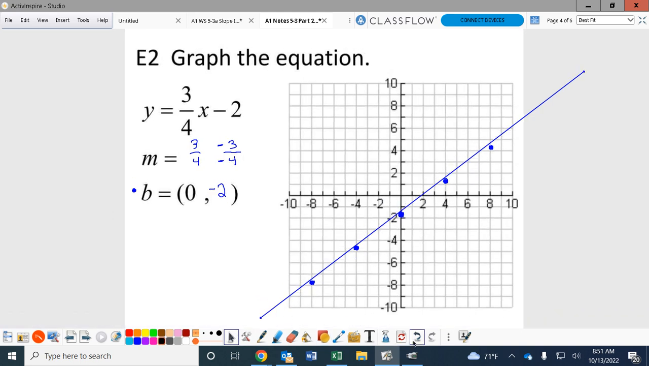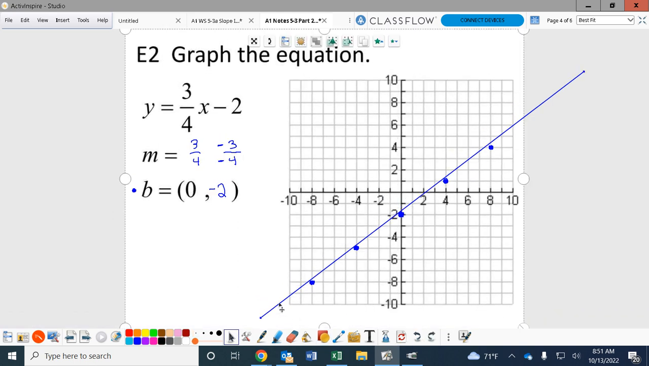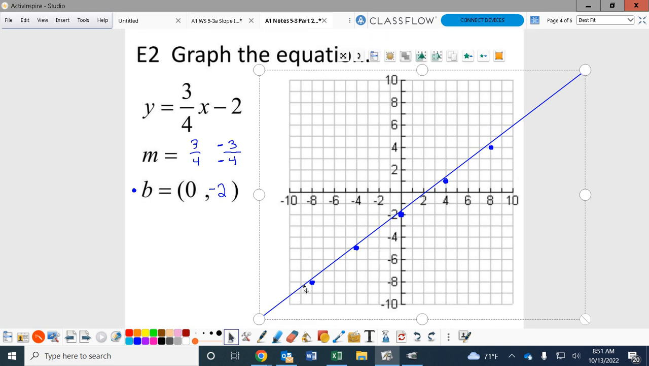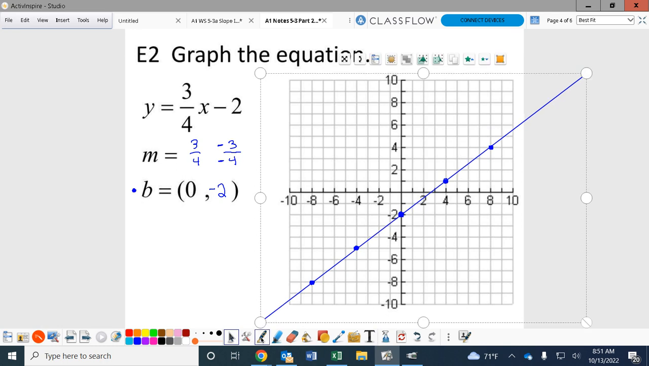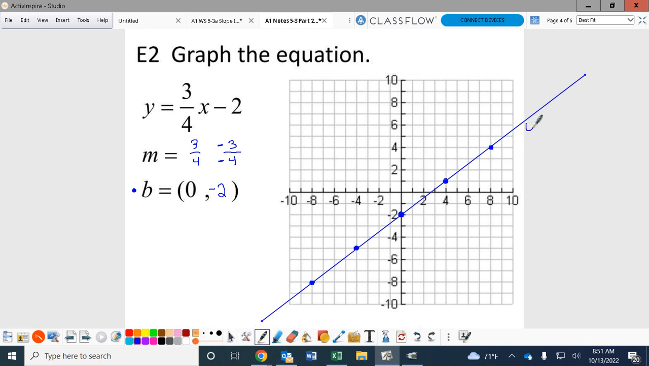Oops, that wasn't what I wanted to move. Let's try that again. Try to get this little tiny line. There we go. Okay, and we're going to label it y equals 3/4 x minus 2.